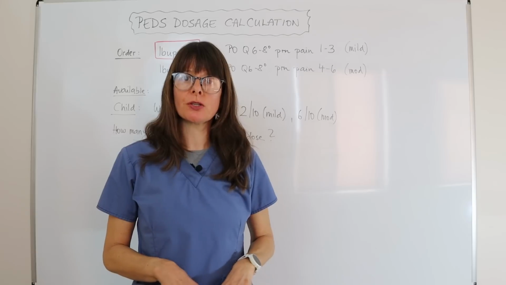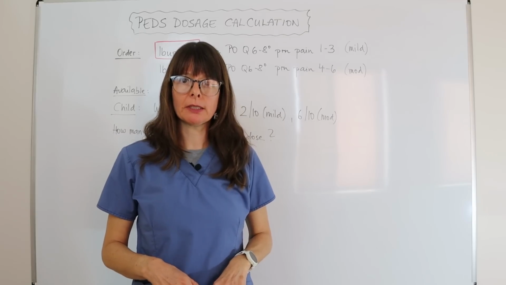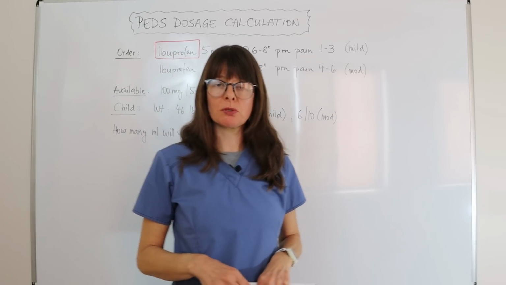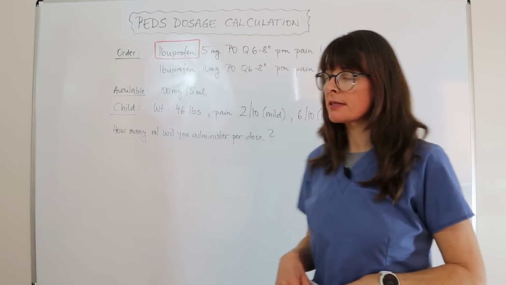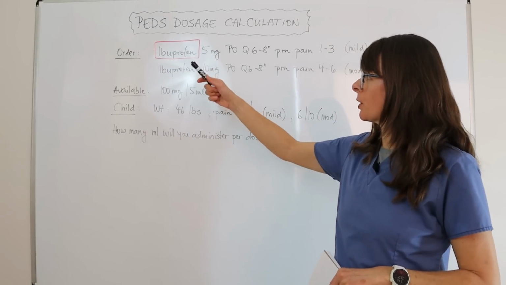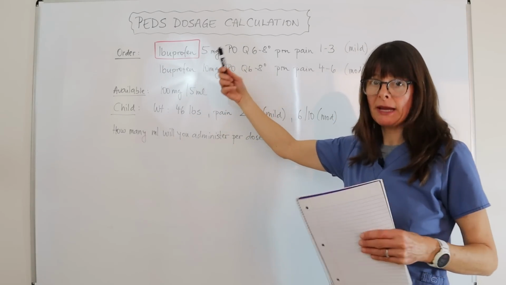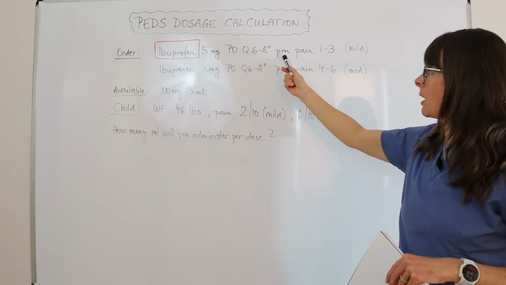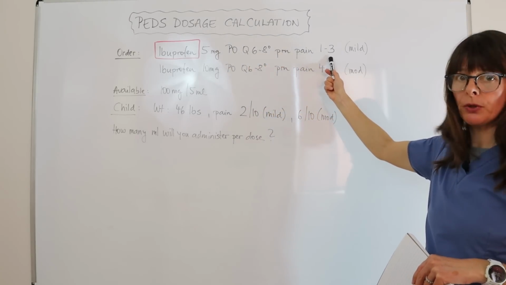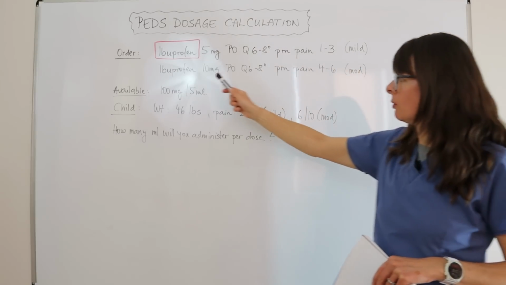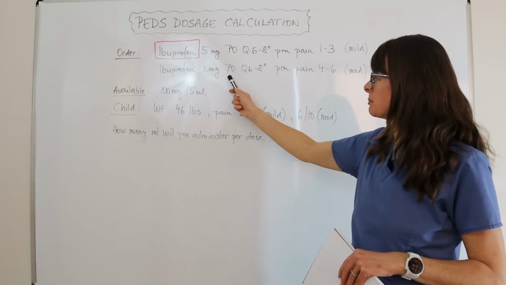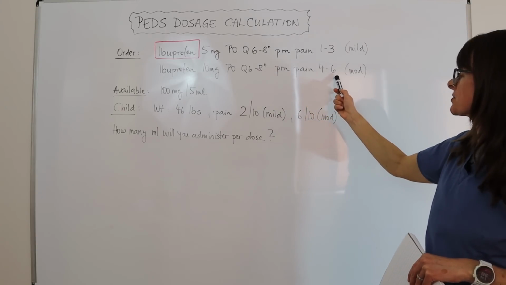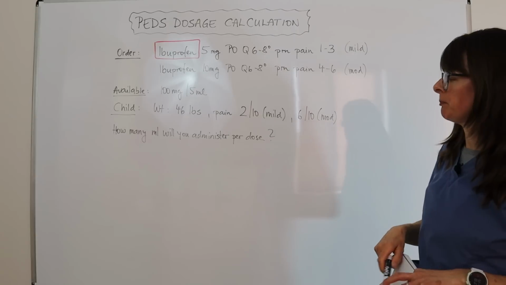So this is a medication that you'll come across quite a bit in the clinical setting, or even at home, because it's a commonly used medication. So here in this example, we have our order: ibuprofen, which is a pain reliever, 5 milligrams PO, Q 6 to 8 hours, PRN pain 1 to 3, which is mild, or ibuprofen 10 milligrams PO, Q 6 to 8 hours, PRN pain on a scale 4 to 6, which is moderate pain.